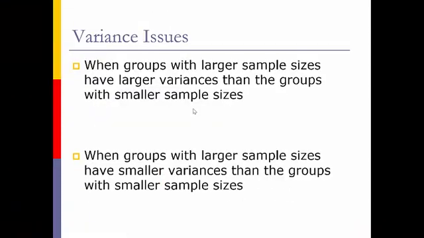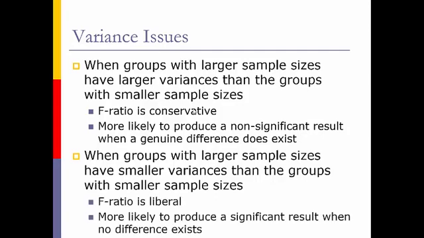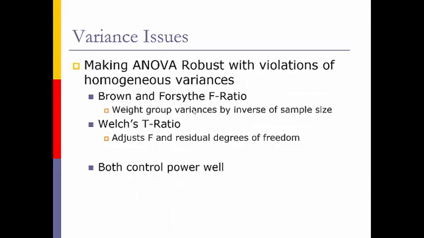If the groups with larger sample sizes also have the larger variance, then the F ratio is fairly conservative, and we're more likely to get a non-significant result when a significant result really does exist. If the larger sample size has smaller variances, then we're probably going to see a significant result when no difference exists. All right, so that can be a little bit confusing, but again, we can solve this variance issue very easily.